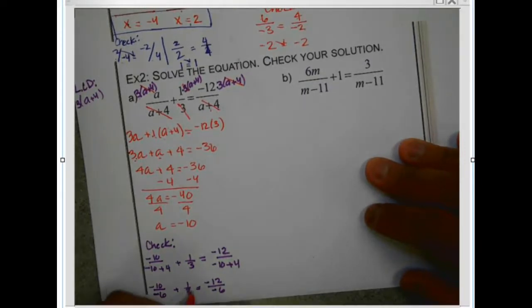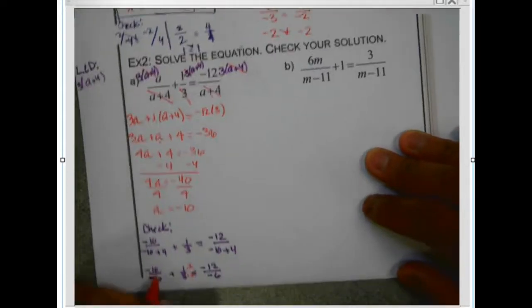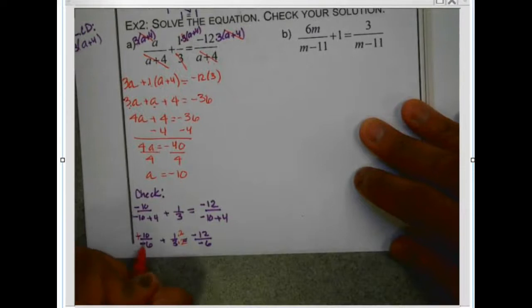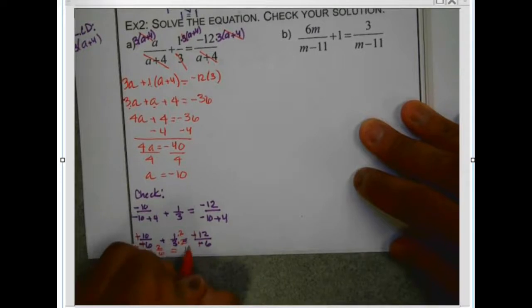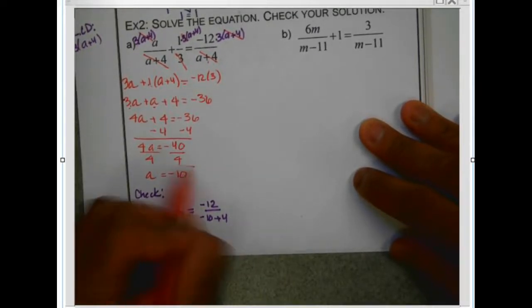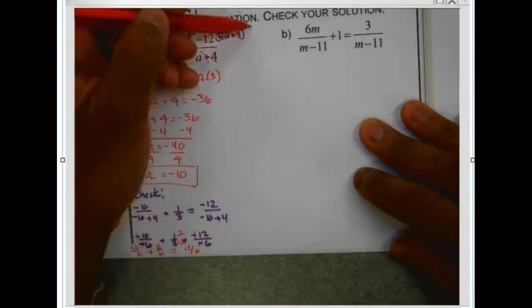Probably easier. I'm going to go ahead and multiply times 2 times 2. So I have negative over negative, which makes this positive. So this is 10 over 6 plus 2 over 6. This is times 2 times 2 is equal to, cancel, 12 over 6. I have a winner. 10 plus 2 is 12. So this checks out wonderfully.